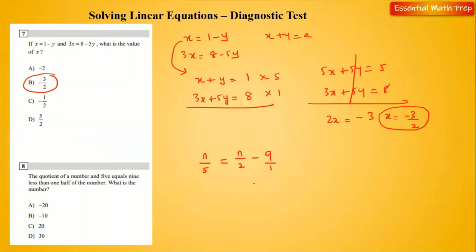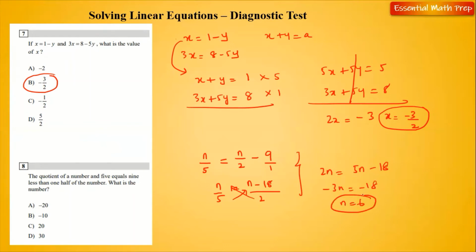So let's solve this side by positioning an imaginary 1. So that'll make it 2 as a common denominator. So it's n minus 18 equals n over 5. So if you cross multiply, then we get 2n equals 5n minus 18. So it'll be negative 3n equals negative 18, n equals 6. What is the number? Did I do something wrong?